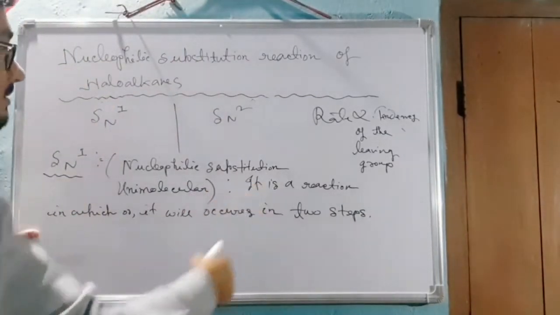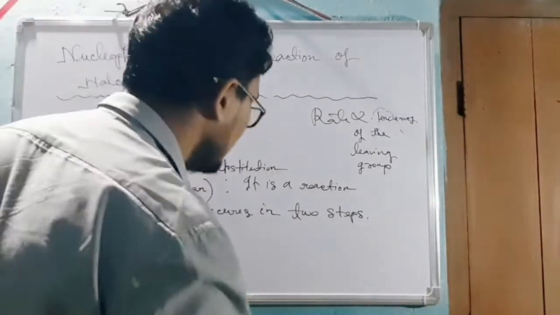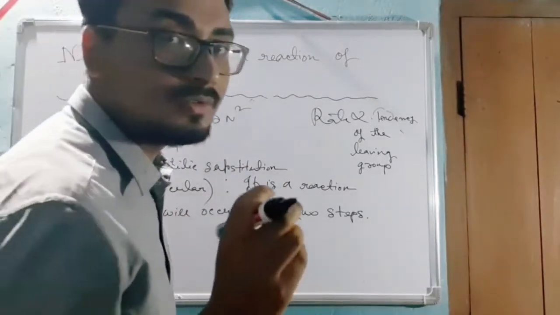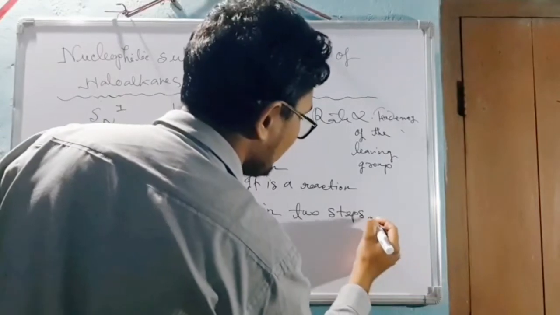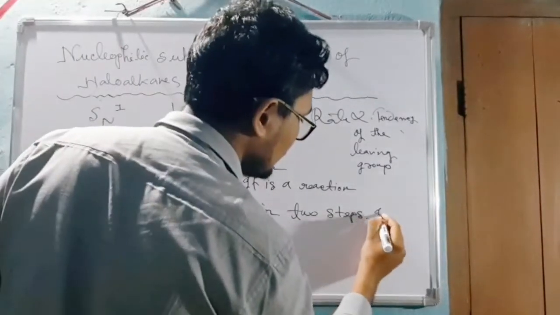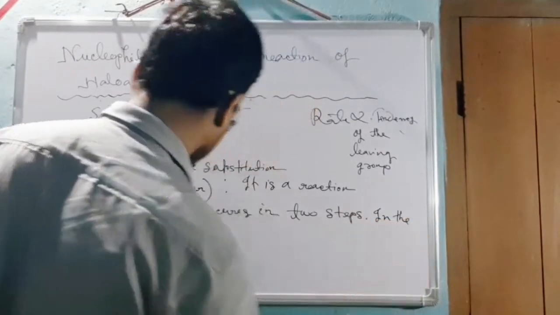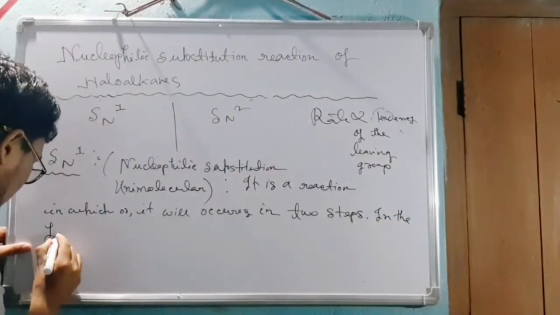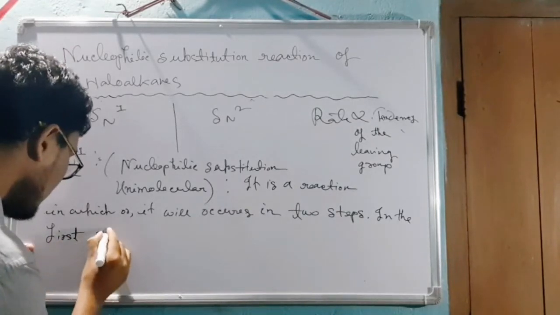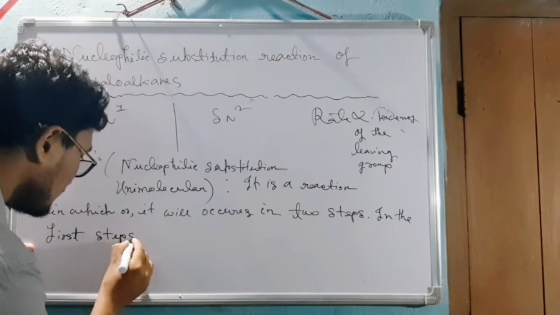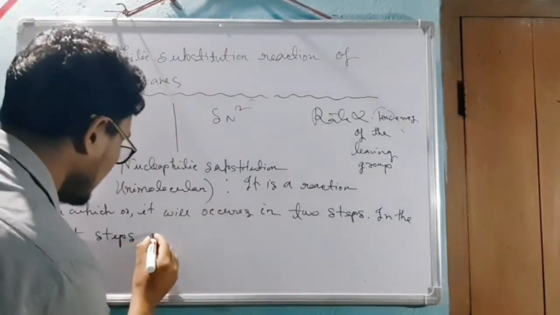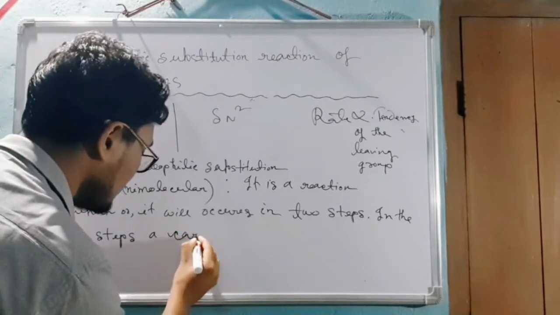It is a reaction in which will occur in two steps. In the first step, a carbocation is generated.